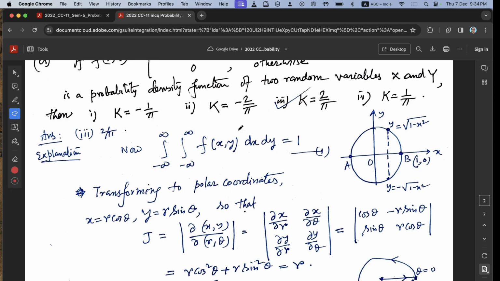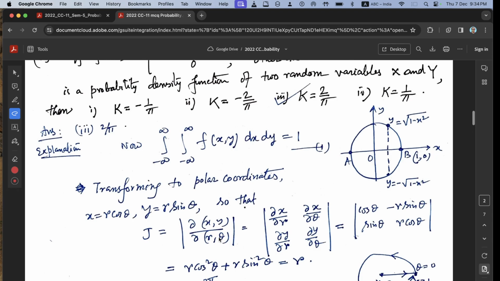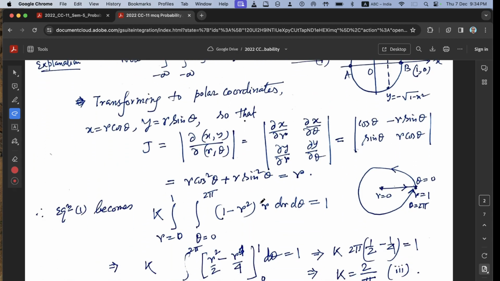So expression 1 becomes k into 1 minus (x square plus y square), so k into 1 minus r square into Jacobian into dr d theta. Here the Jacobian J is r, so put r here. The limit for r is 0 to 1, because this is the unit circle, and theta goes in the anticlockwise direction from 0 to 2 pi, then we get a complete unit circle.